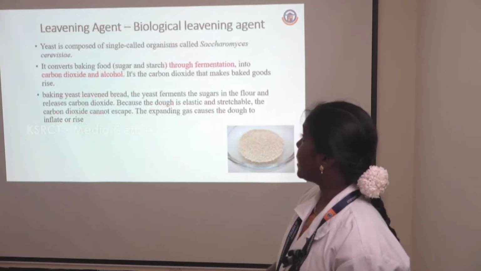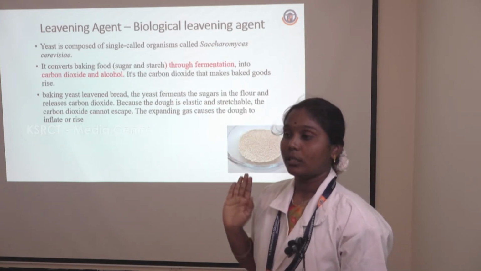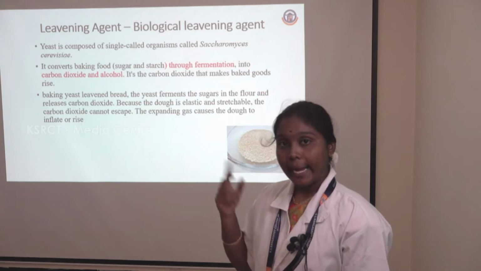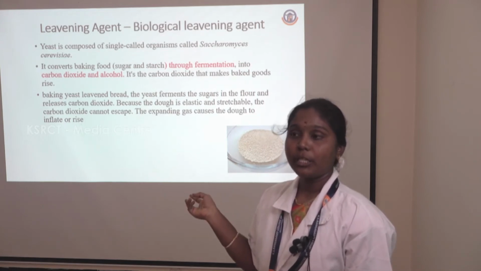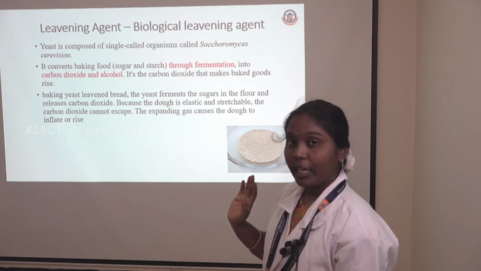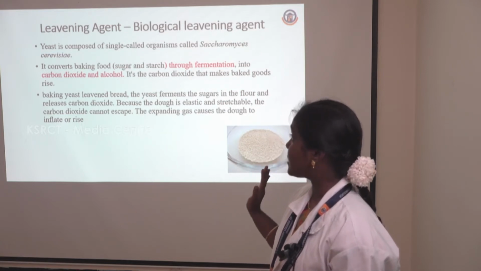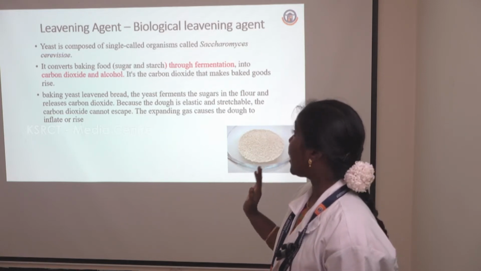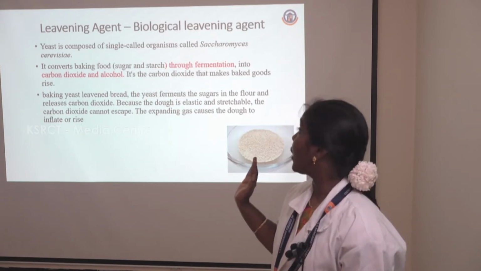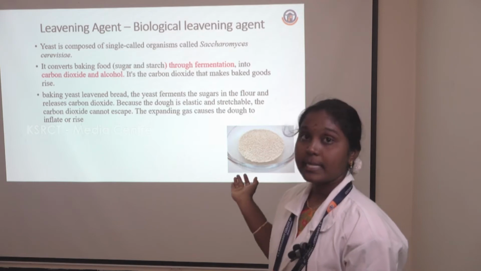Next, the second major ingredient is the leavening agent. Leavening agents are classified into biological leavening agents and chemical leavening agents. A biological leavening agent is naturally present in our environment: yeast. As all of you know, it is a single-cell microorganism. Its scientific name is Saccharomyces cerevisiae.